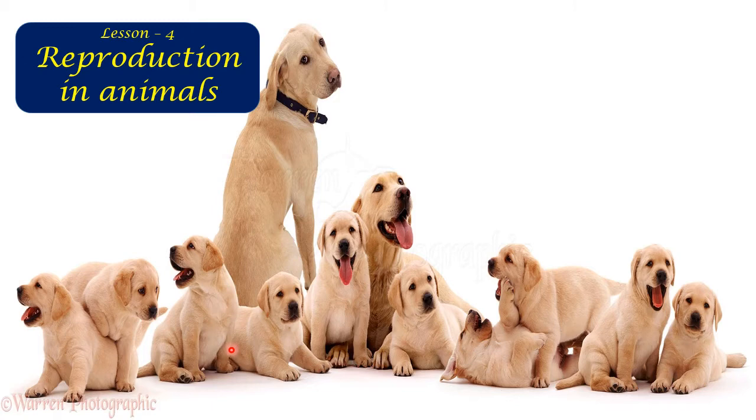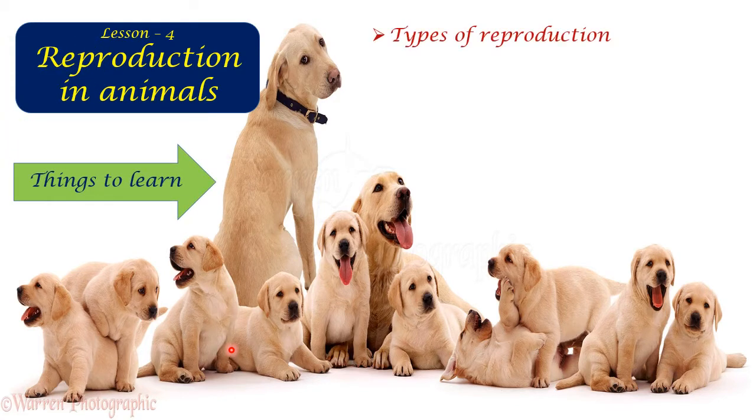There are certain things to learn in this lesson. Let's see what it is. Types of reproduction. Reproduction is not of one process. Here it gives an idea that it is of many types. Next, animals that lay eggs. One of the types is animals that lay eggs.